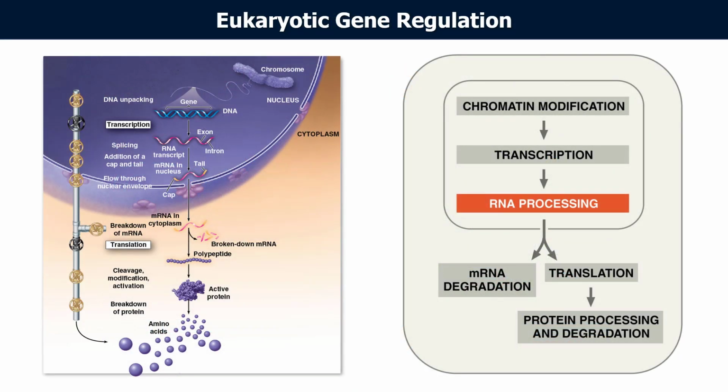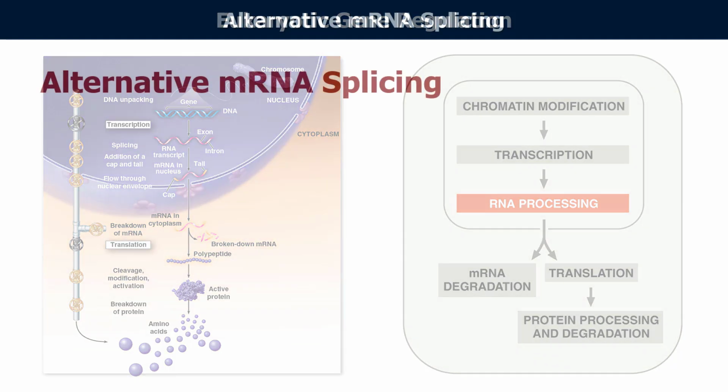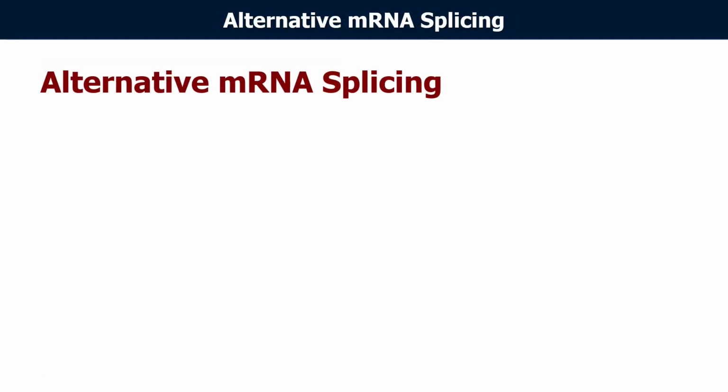All right, so we've talked about getting the gene transcribed. We need the right transcription factors to ensure the gene is transcribed. And that, of course, results in RNA. But now we need to talk about RNA processing. So we don't just immediately get messenger RNA, it turns out, from transcription. So let's look at something called alternative mRNA splicing.